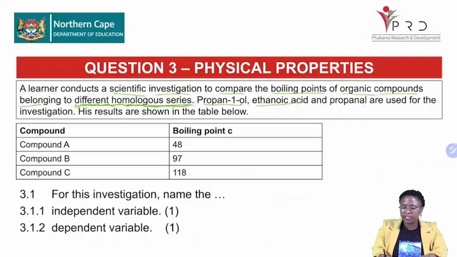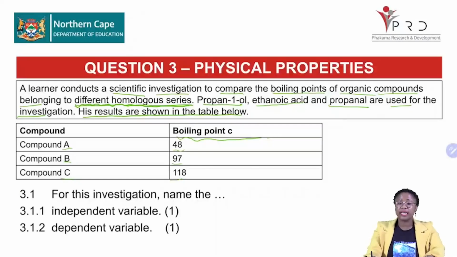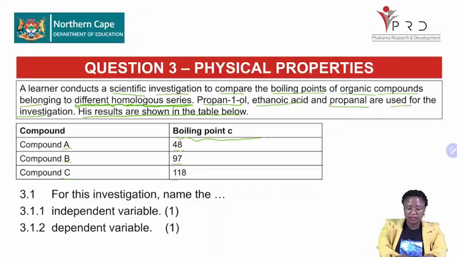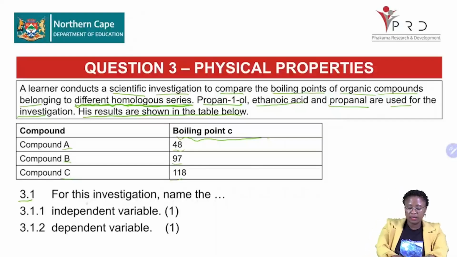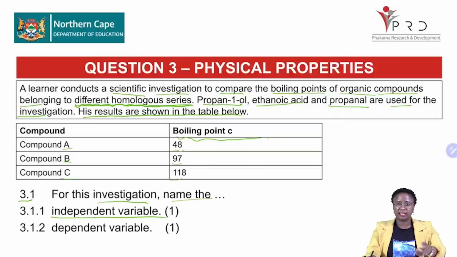Propan-1-ol, ethanoic acid, and propanol are used for the investigation. His results are shown in the table below. We have compounds A, B, and C, and the different boiling points. As you can see, the boiling point is increases from compound A to compound C. Now let's look at what the examiner might ask you. 3.1 could be: for this investigation, name the independent variable.